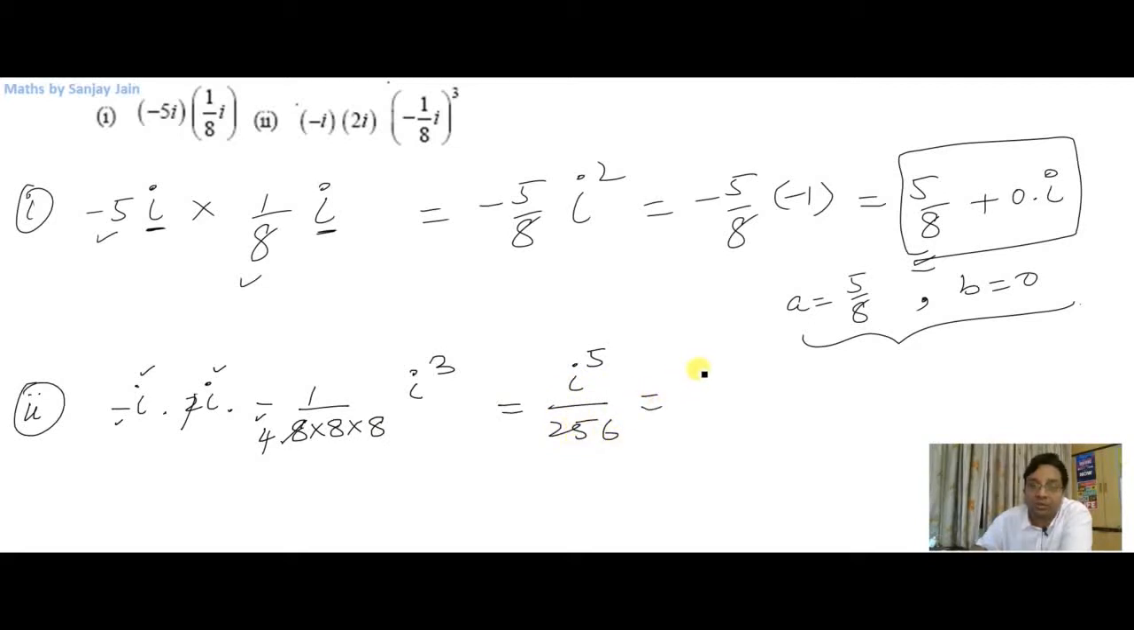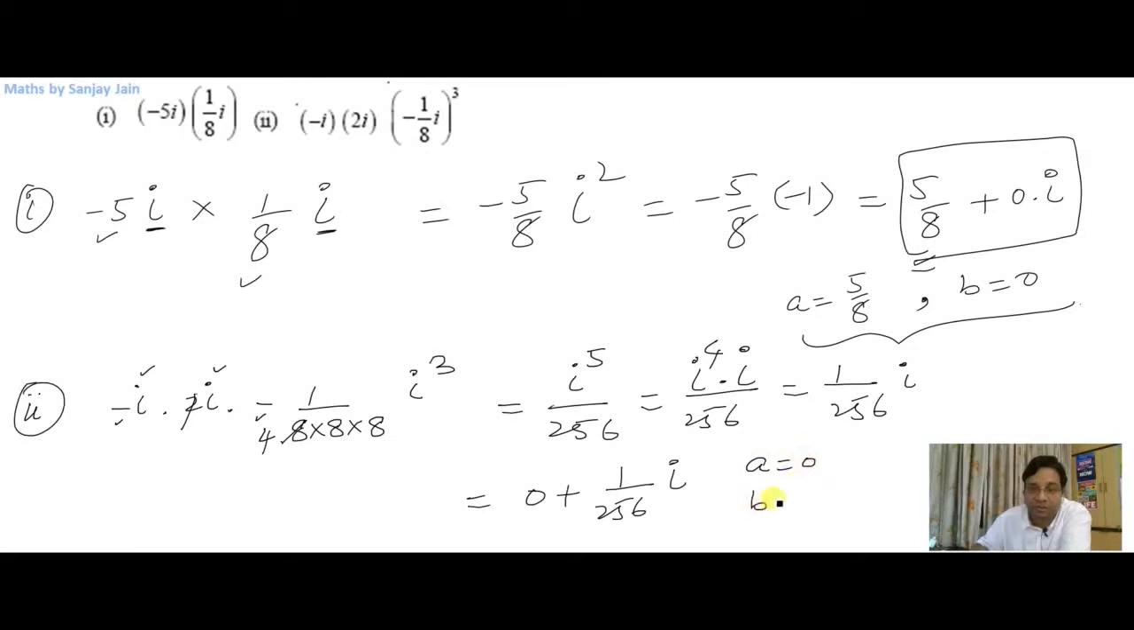And iota raised to power 5 is nothing but iota raised to power 4 into iota, right? So this will be equal to 1 upon 256 iota. Hence, in this form, a plus b iota, you can say 0 plus 1 upon 256 iota. And for more clarity, you can also mention that a is equal to 0, b is equal to 1 upon 256 in this.